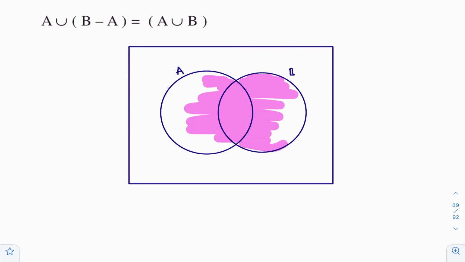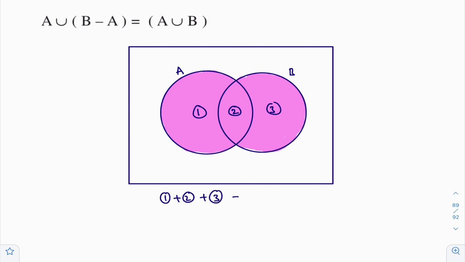We learned this while learning operations on sets, while learning union of sets definition. I explained clearly over there what is A union B in this Venn diagram. See, whatever this pink color part is there, what is this? This is A union B. This full shaded part is A union B. I'll name this part so that we can easily identify. This is first part, this is second part, this is third part. Part 1 plus part 2 plus part 3 will give you what? It will give you A union B.